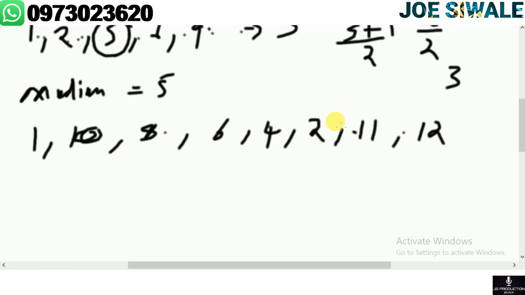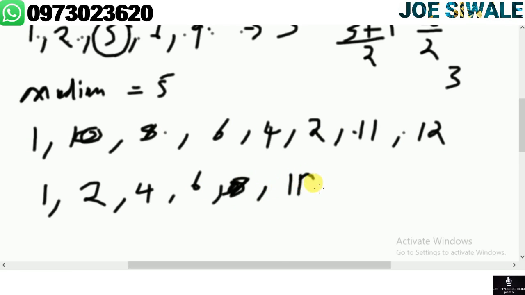So here the first thing, I need to place them in ascending order. So I have 1, 2, 4, 6, 8, 8, 10, sorry, 11, 12.